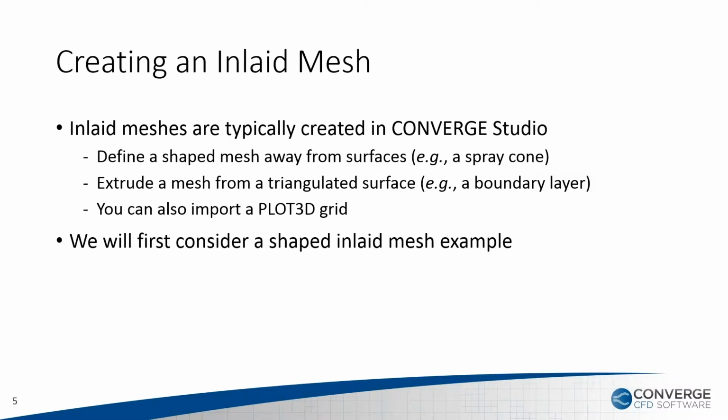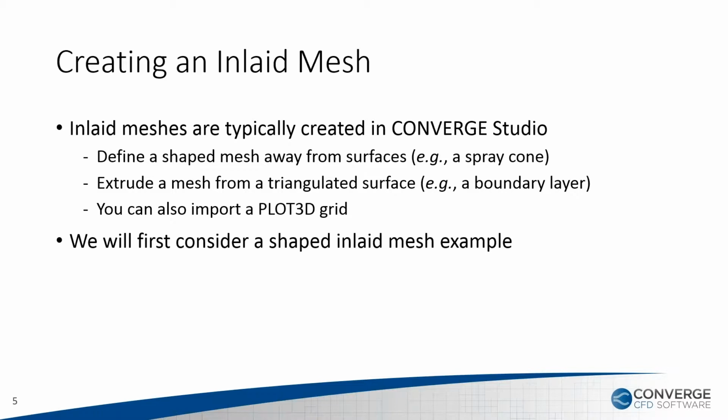So inlaid meshes are typically created in CONVERGE Studio, and I'll be demonstrating a couple of cases for creating the inlaid mesh. Broadly speaking, there are two types of methods for creating the inlaid mesh. One is creating a shaped mesh that's not attached to any other boundaries. For example, if you have a spray, you'd like to create an inlaid mesh which is conical and which surrounds the spray. That inlaid mesh wouldn't be touching any other surface.